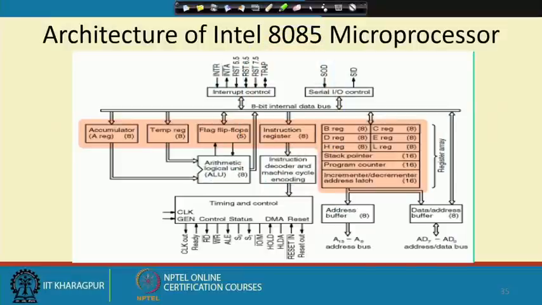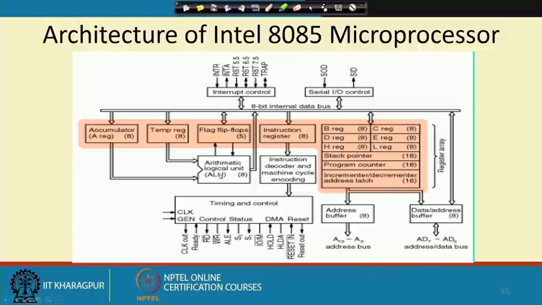If we look into the internal architecture of 8085, at the block diagram level view, you see that there are some special registers: the accumulator is a special register, then the temporary register is another special register, and the flag register is another special register. They work in conjunction with the arithmetic logic unit.